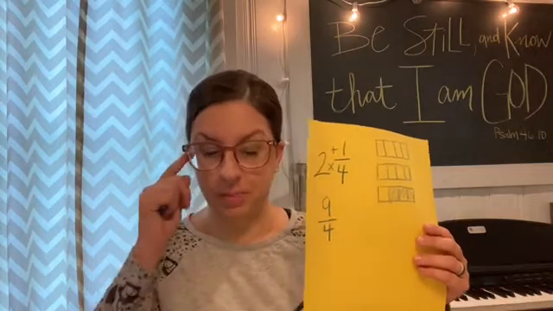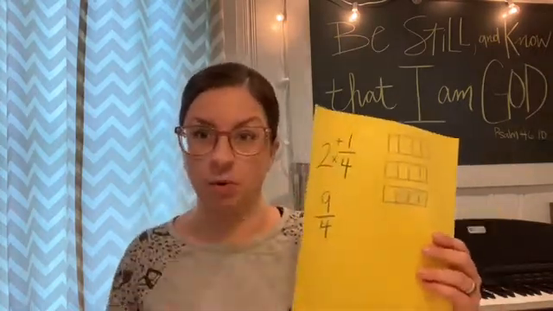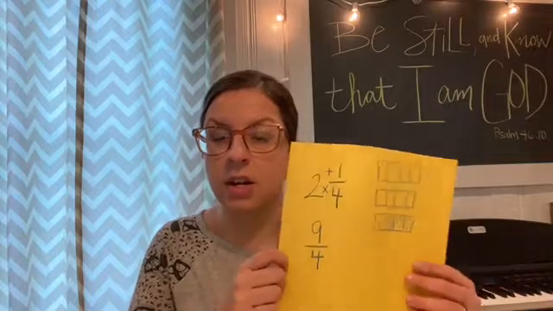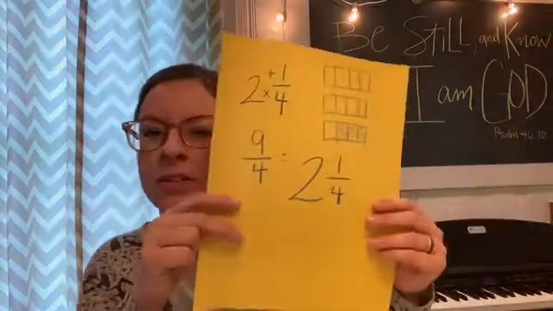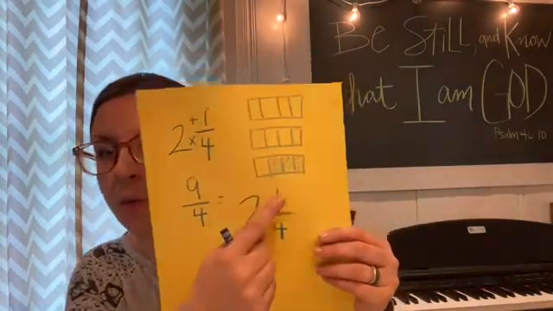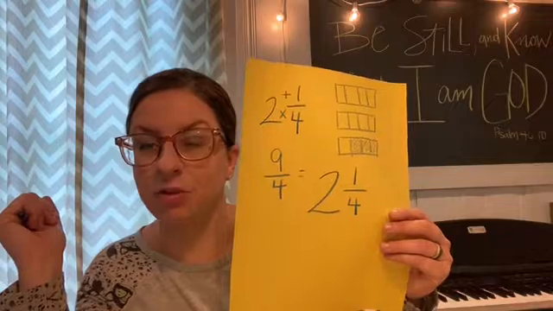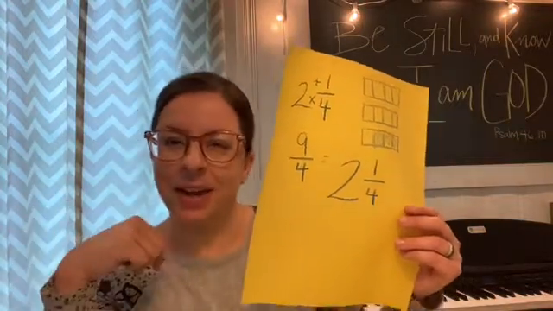Okay, so now that we have 9/4, we need to make it back into a mixed number. The way that you make it back into a mixed number is by dividing. Remember, this is a division sign. So what is 9 divided by 4? 2. With how many left over? 1. So you have 2 with 1/4 remaining.